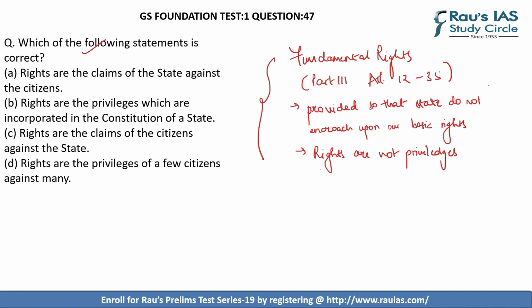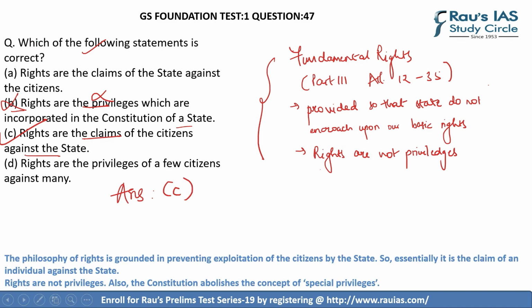Now in light of this information, the correct option would be option C, that is, rights are the claims of citizens against the state. Now, option B also sounds correct, that is, rights are incorporated in the constitution of a state. However, they are not considered as privileges. That is why option B will be incorrect. So, our final answer is option C. Please also have a look at the explanation.